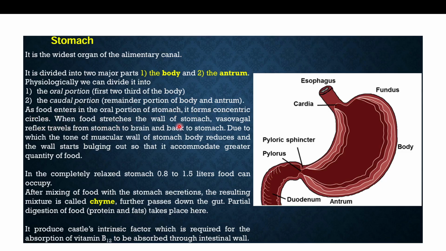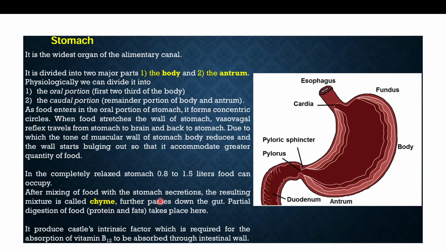When food stretches the wall of the stomach, a vasovagal reflex travels from the stomach to the brain and back to the stomach, due to which the tone of the muscular wall of the stomach body reduces and the wall starts bulging out so that it can accommodate a greater quantity of food. Now, in the completely relaxed stomach, 0.8 to 1.5 liters of food can be put inside. And after mixing the food with the stomach secretions, the resulting mixture is called chyme.